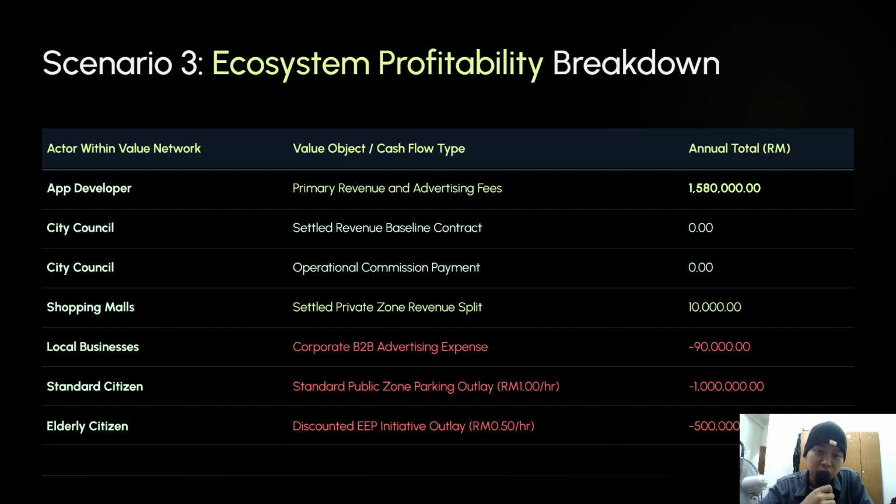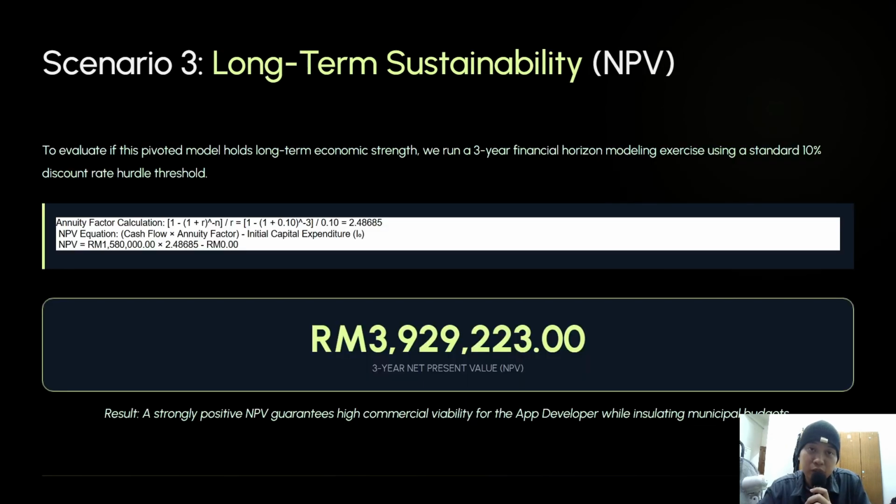And then shopping malls' revenue is 10,000. Local business is negative 90,000. And then standard citizens lose about 1 million per year, and elderly citizens lose about 500,000 per year because of the EAP. This is the NPV for scenario 3, which is 3,929,000 for the 3-year net present value, the NPV.